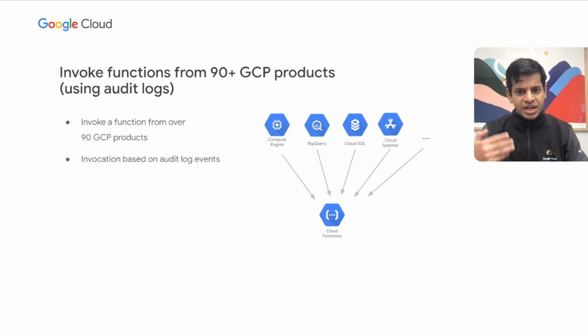For example, every time you create a Compute Engine VM instance, you can now invoke a function to do some processing after the VM creation, such as labeling the VM. Every time a BigQuery job finishes, you can do some processing after the job is completed. The same applies for SQL, Spanner, and so on and so forth.